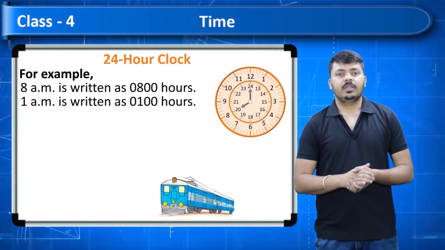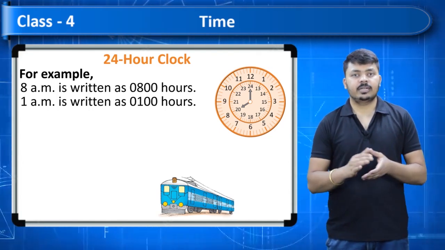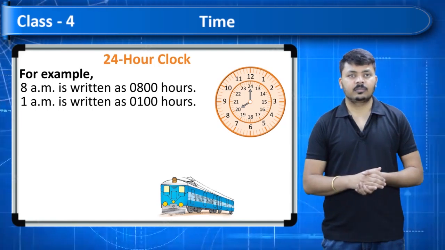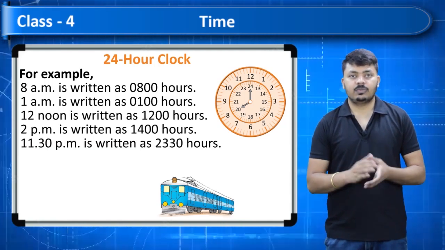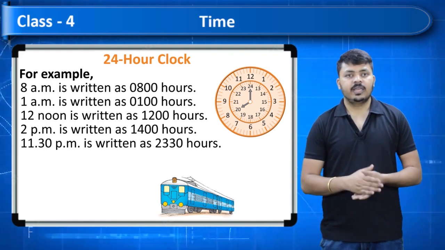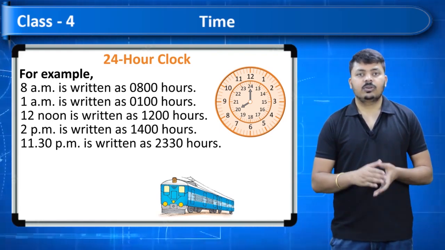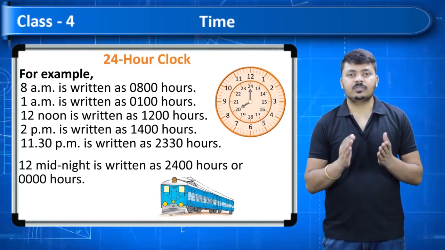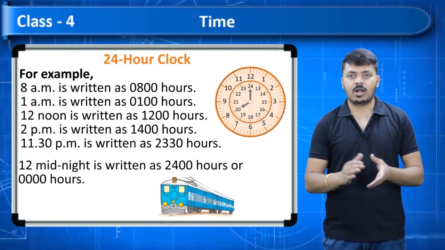For example, 8 AM is written as 0800 hours. 1 AM is written as 0100 hours. 12 noon is written as 1200 hours. 2 PM is written as 1400 hours. 11:30 PM is written as 2330 hours. 12 midnight is written as 2400 hours or 0 hours.